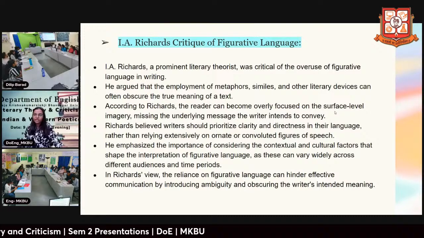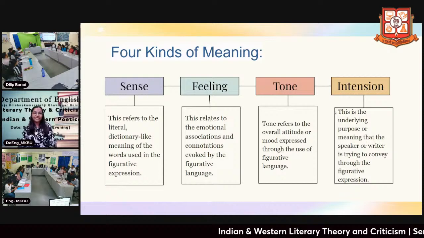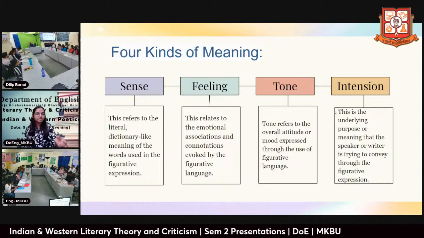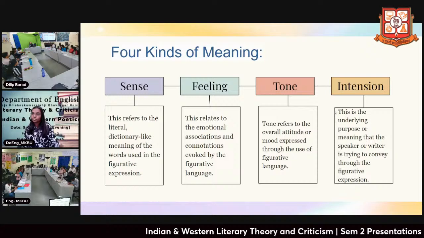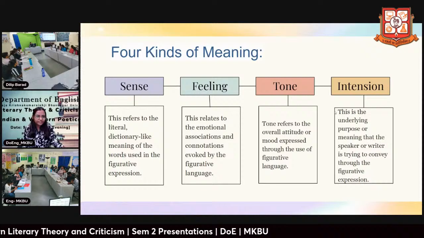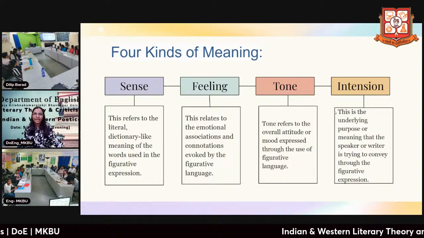Four kinds of meaning: sense, feeling, tone, and intention. Here, in sense, there is the meaning of the words used in the figurative language. We can take the example of "the sky is pink." Here the sky reflects the atmosphere, and the pink reflects the color, the feeling, its association with the conventions evoked by the figurative language. Feeling, we can say sad or excitement or aggressive, anything.